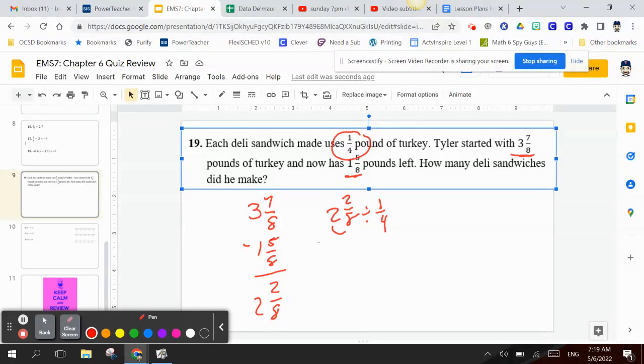So 2 times 8 is 16, plus 2 is 18 over 8. Change the sign to multiply. Flip my fraction to 4 over 1. When I multiply, 2 goes into 2 once, 2 goes into 4 twice. So when I multiply, I get 36 sandwiches.